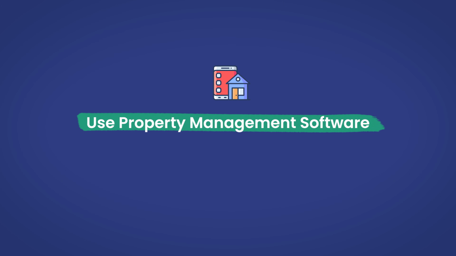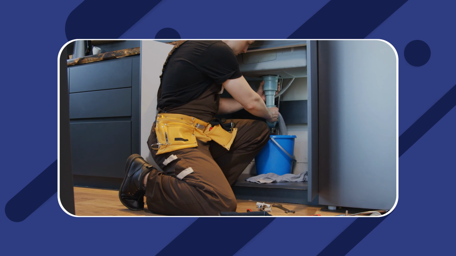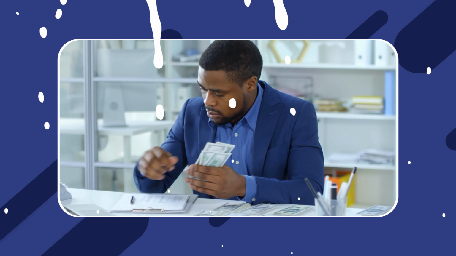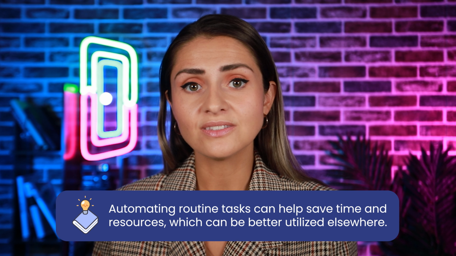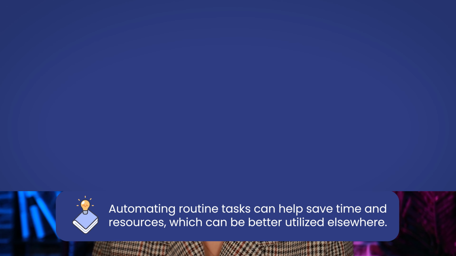Use property management software. Smart home technology has revolutionized the way property managers perform their tasks. From automating maintenance requests to collecting rent payments, property managers can now use technology to streamline their operations. Automating routine tasks can help save time and resources, which can be better utilized elsewhere.